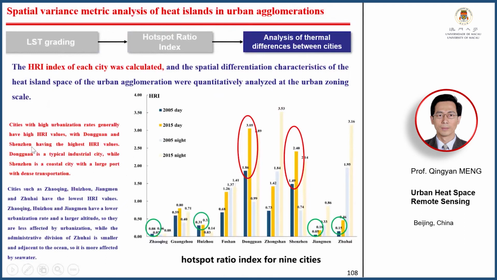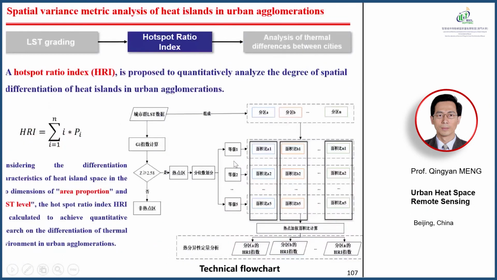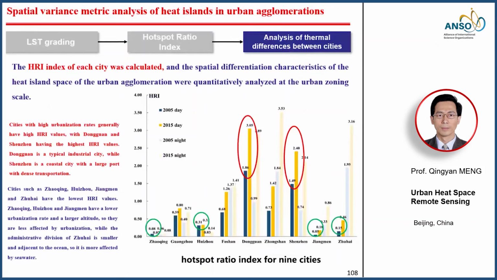The cities with a high urbanization rate generate a very high heat ratio index value. The heat ratio index of Dongguan and Shenzhen is the highest here, and Dongguan is a typical industrial city. Shenzhen is a coastal city with a large port and dense transportation. Also, we can study the other cities: Zhaoqing, Huizhou, Jiangmen, and Zhuhai have the lowest. We can study it also.